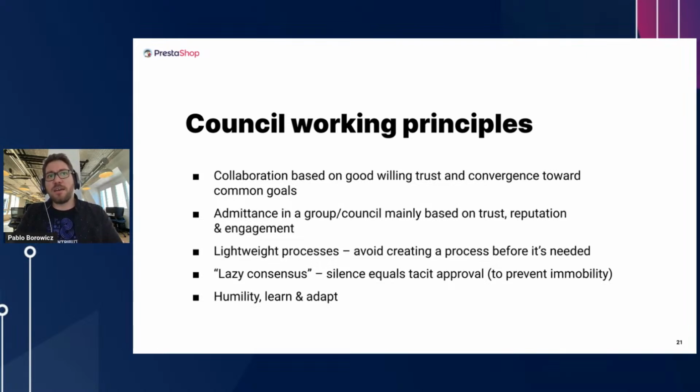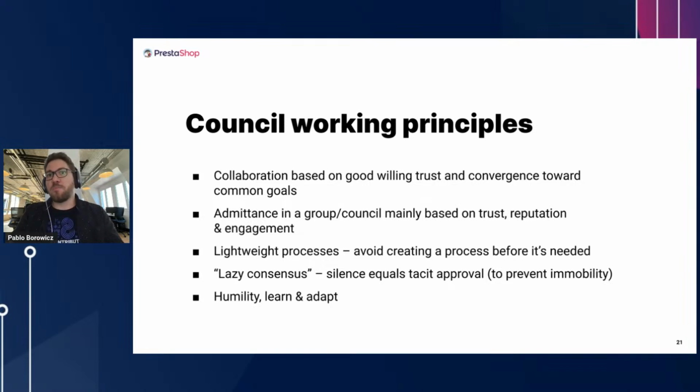The second one is that admittance in a group or a council is mainly based on trust, on reputation, and on engagement. This means that we need to know each other to be able to work together. So it's not that someone who arrives one day can join a council the next day, no matter if it's the best developer in the world. We need to trust each other. We need to get to know each other before.